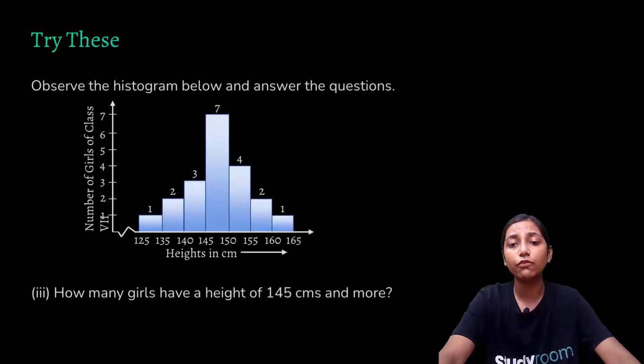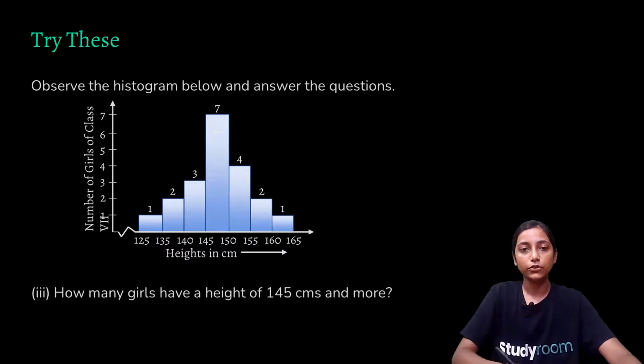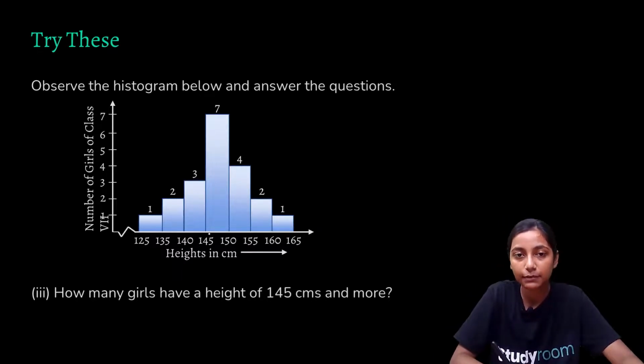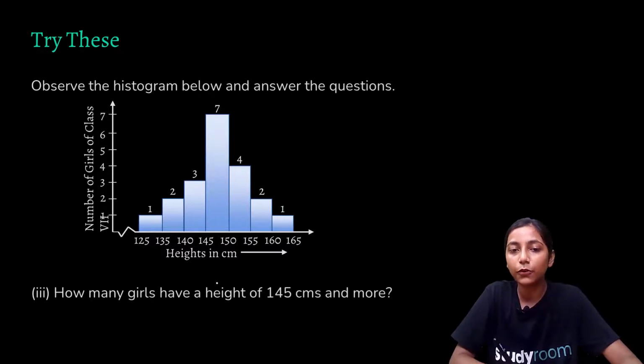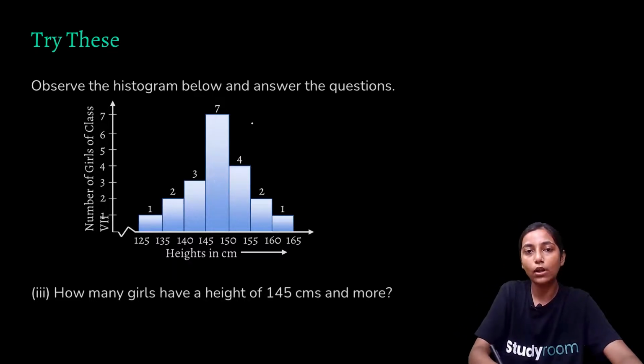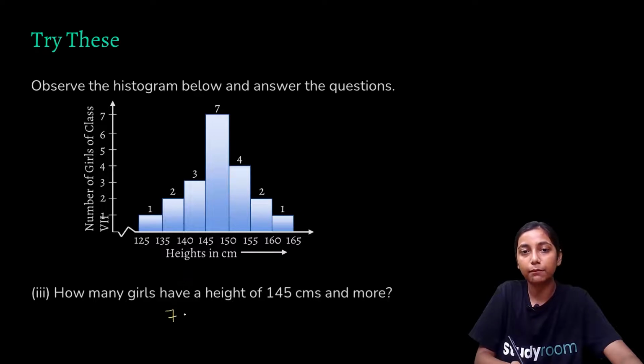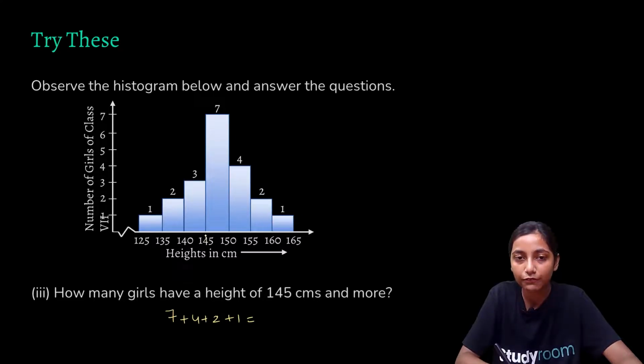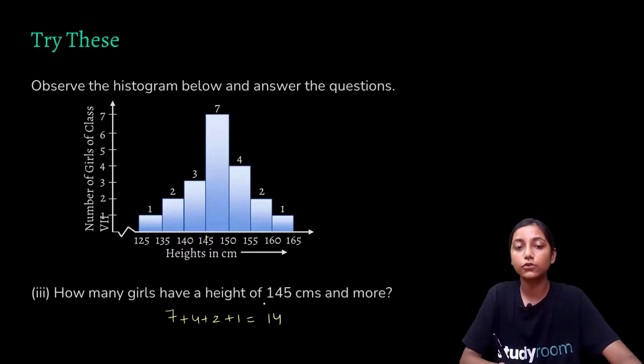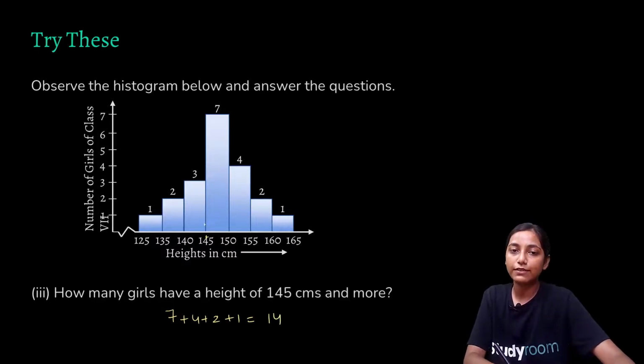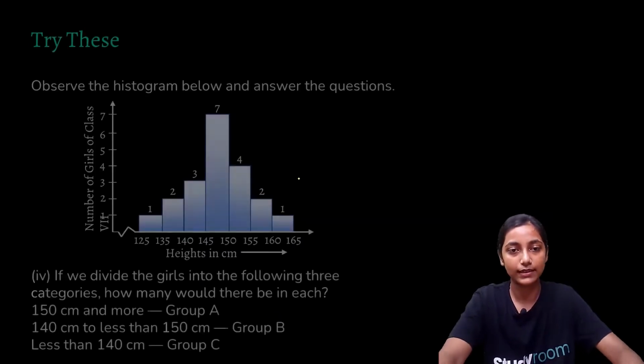What is the next question? How many girls have a height of 145 centimeters and more? You can see that 145 centimeters is this. Now we need to find the number of girls having a height of 145 centimeters and more. So more is to the right of 145, that is 150, 155, 160 and 165. In order to find this answer, we are going to add all these numbers. So 7 plus 4 plus 2 plus 1 will give us the total number of girls that have height 145 and more. That is 7, 8, 9, 10 and 14 girls. So 14 girls have a height of 145 centimeters and more, till 165.